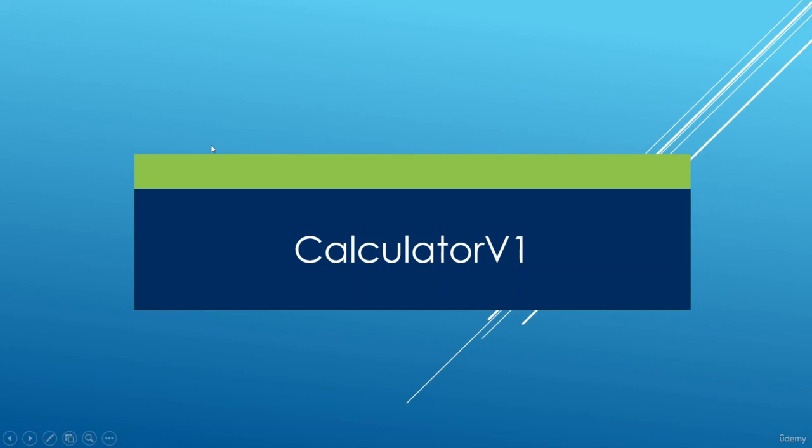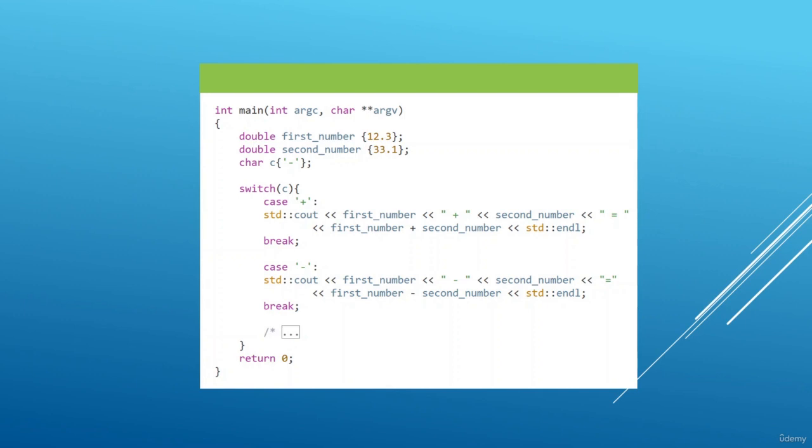In this lecture, we're going to design a simple calculator application. Let's look at the code, show you some of the problems we have with this code here, and we're going to solve the problem using arguments to the main function like we have seen in the last lecture.